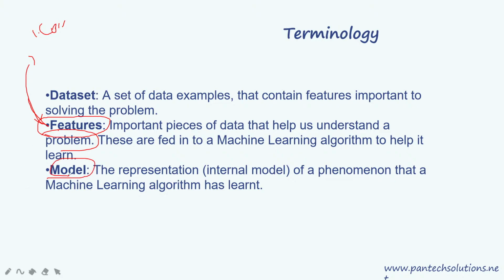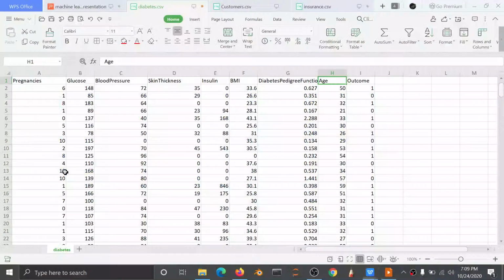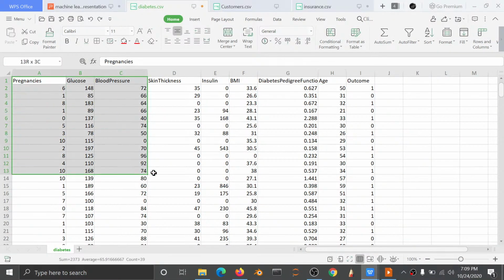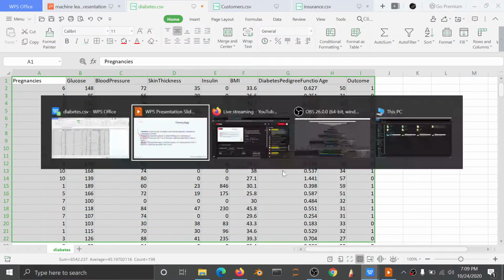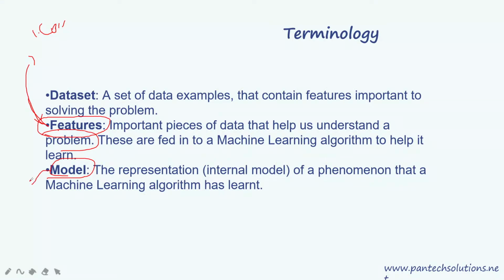What does the model representation mean? The representation of the phenomena that the machine learning algorithm has learned. Based on the data set, what type of algorithm we need to use is important. Here the model is nothing but the algorithm. What type of model you need to use to train the data set. So this is the basic terminology.